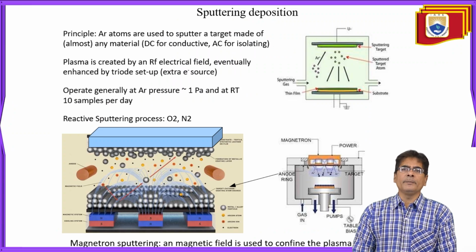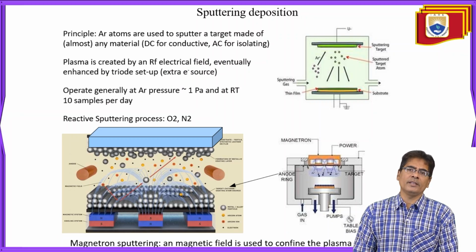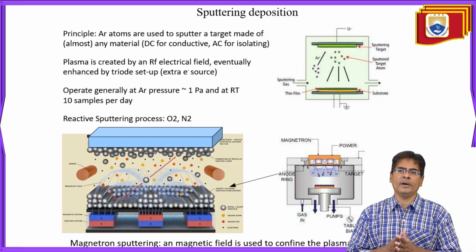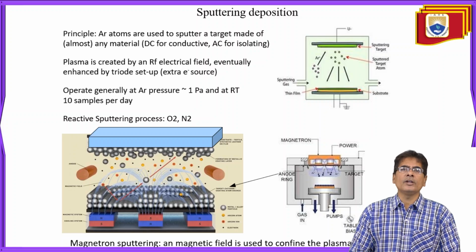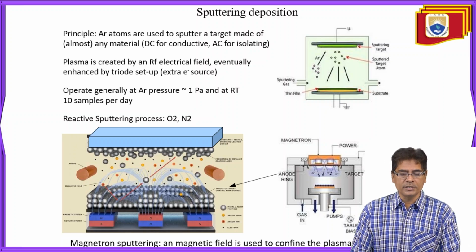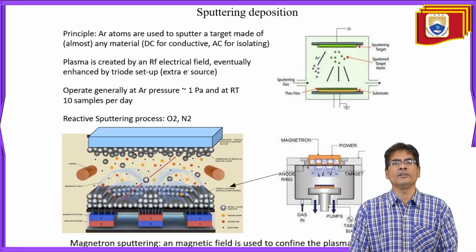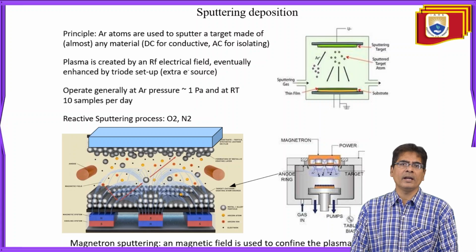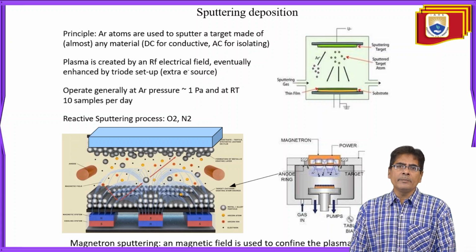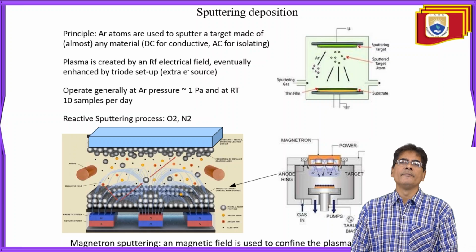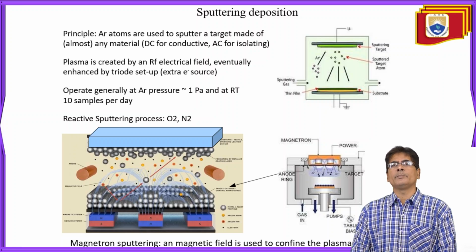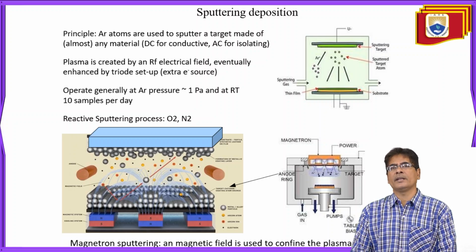Right. So how does sputtering deposition take place? Sputtering deposition takes place by the transfer of momentum, momentum of higher energy particles, momentum of ions. Argon atoms are used to sputter a target made of almost any material, with DC for conductive and AC for insulating targets. DC means direct current. There is DC magnetron sputtering for conductive and AC for insulating. Plasma is created by an RF radio frequency electric field, eventually enhanced by a triode setup, that is an extra electron source. It operates generally at argon pressure of approximately 1 pascal and at room temperature, with 10 samples per day.